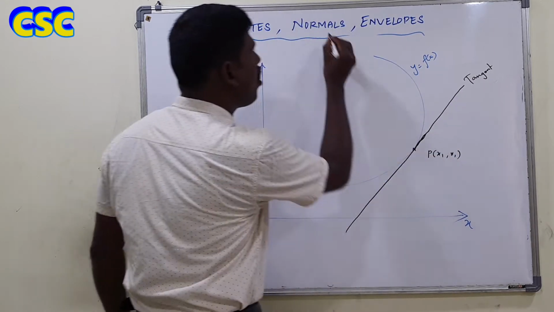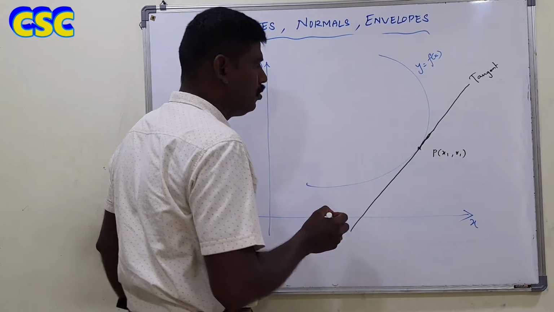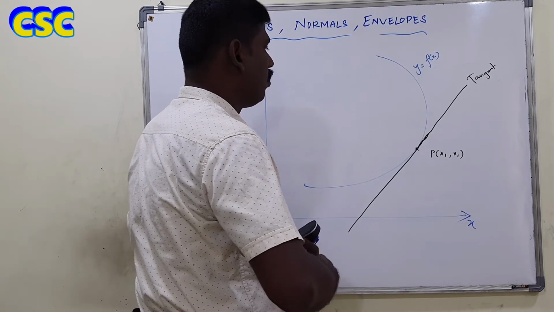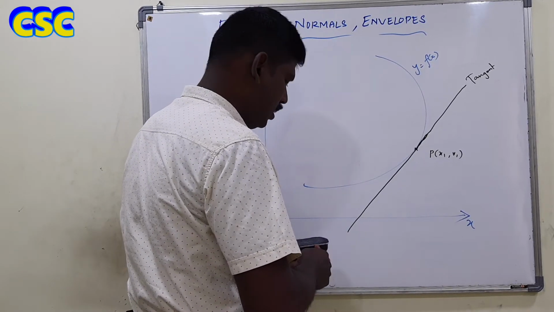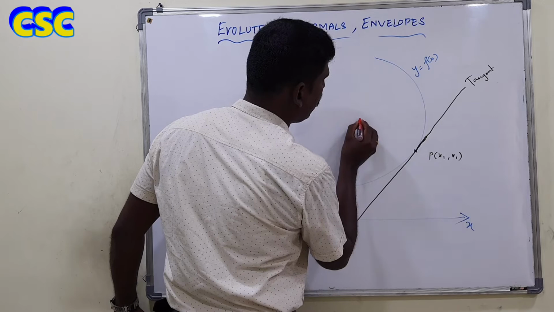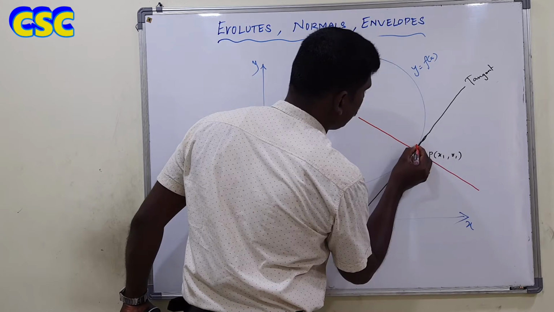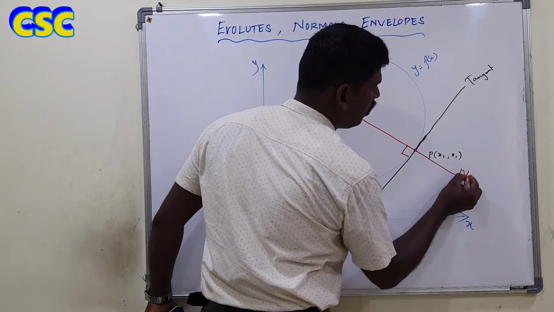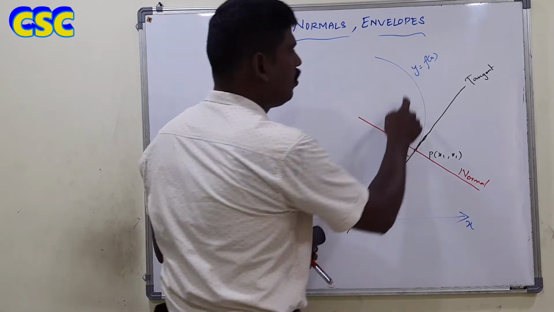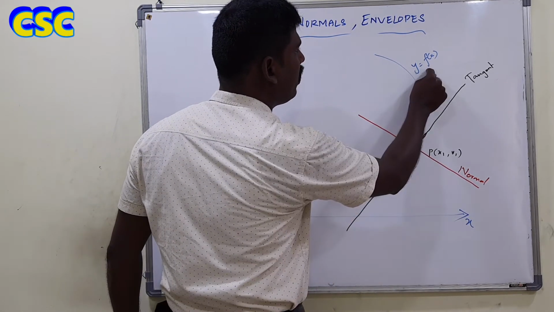So how to draw the normal at the point? Normal is perpendicular to the given curve. Normal is nothing but a straight line that is perpendicular to the tangent at the given point, and also perpendicular to the curve y equal to f of x.